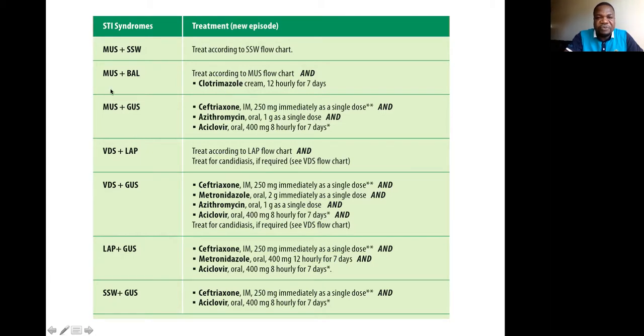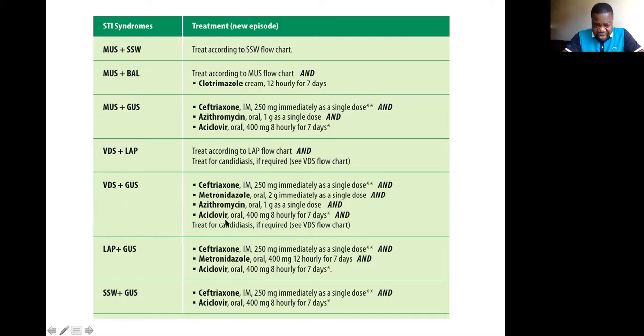If you have a patient with male urethritis and balanitis, balanitis is a fungal genital infection in male, you can use your ceftriaxone and azithromycin plus clotrimazole cream for a fungal infection, that is against balanitis. Male urethritis plus genital ulcer disease: ceftriaxone, azithromycin, and acyclovir. If you suspect syphilis, invite the patient to get a second dose a week later.